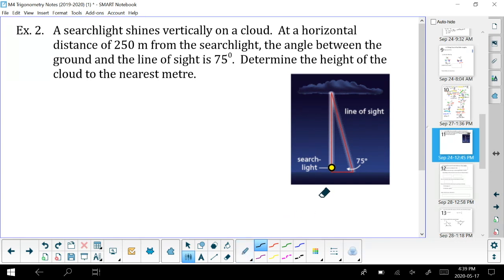Now, if we take a look, we're given our 75 degrees down here in this corner. The searchlight goes straight up, and here is your line of sight if you're here looking up directly at the bottom of the cloud there. So you want to try to figure out the height of the cloud to the nearest meter. If we're looking at the height of the cloud, we'd measure straight up and down vertically, so we'd have to go from here to here. So let's draw our own triangle here.